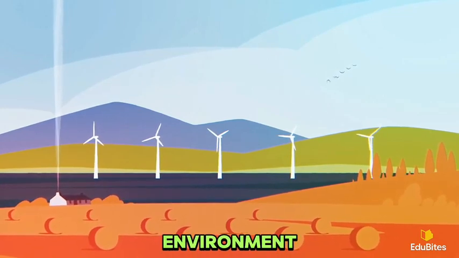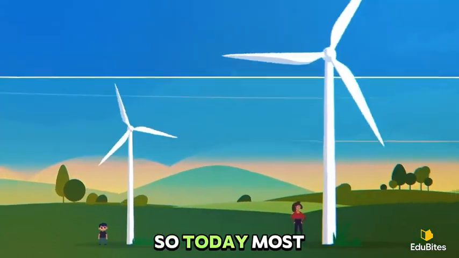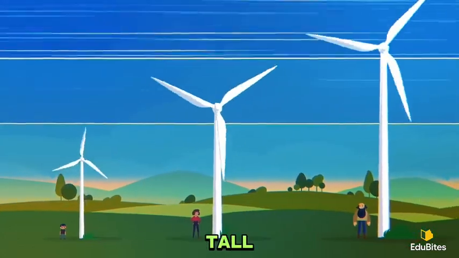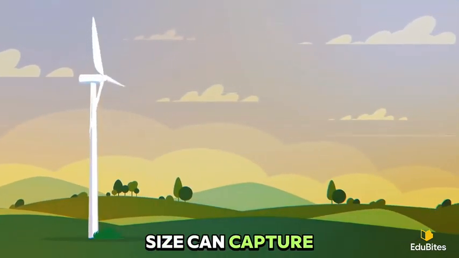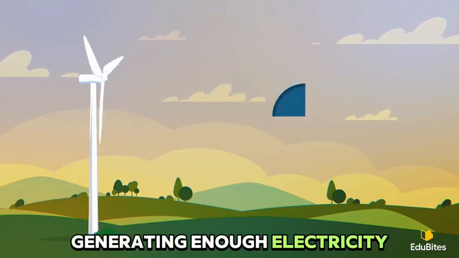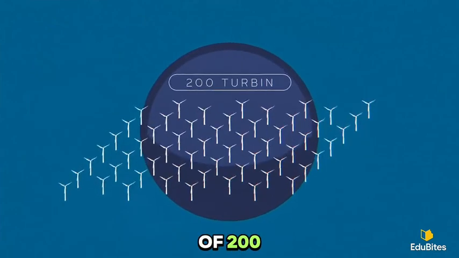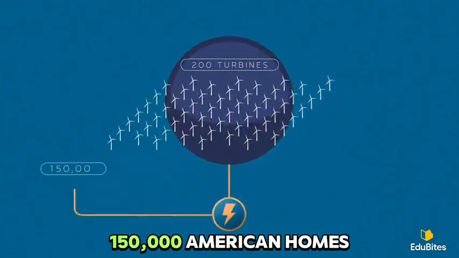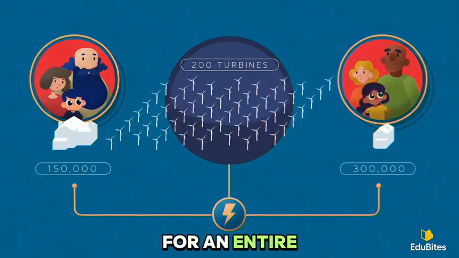Even with aerodynamic blades and a horizontal rotor, a wind turbine can only capture wind if it's in a windy environment. Wind speeds typically increase the higher into the atmosphere you travel. So today, most turbines are well over 100 meters tall, with equally large rotor diameters. A turbine of this height and size can capture a huge amount of wind, generating enough electricity every year to power 750 American homes. A wind farm of 200 similarly sized turbines could power over 150,000 American homes, or twice as many European homes, for an entire year.